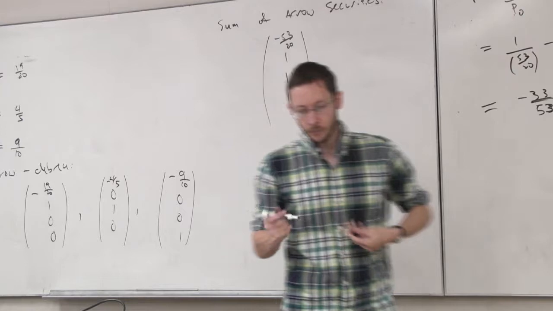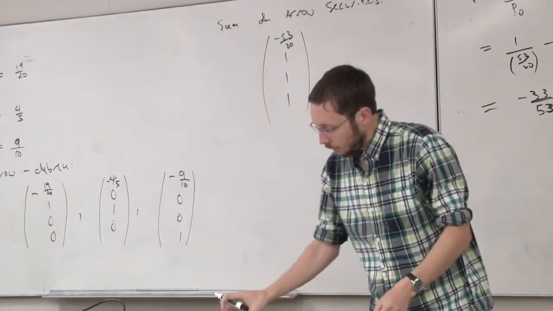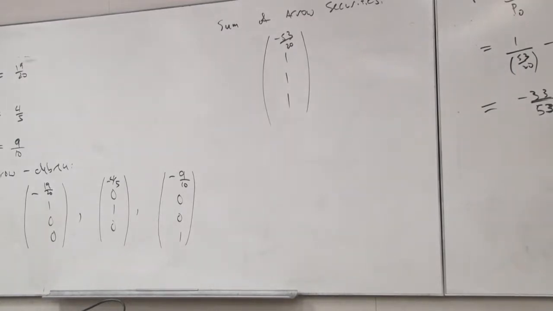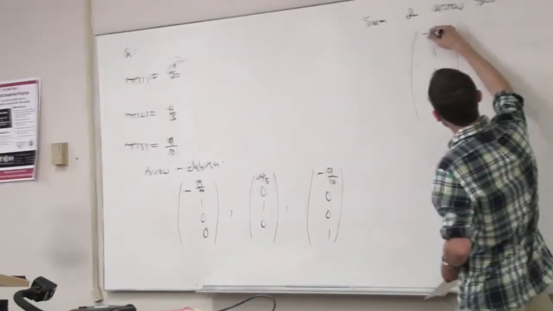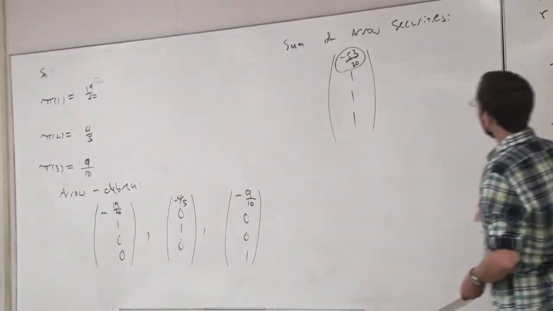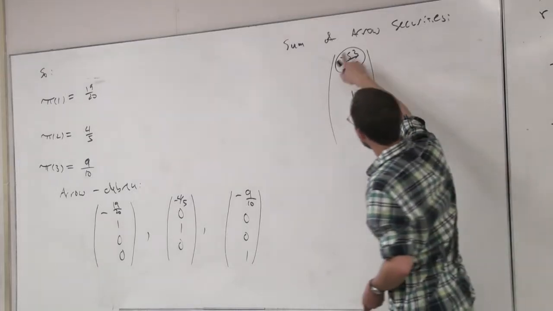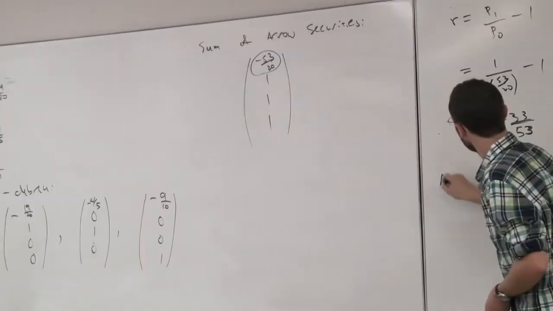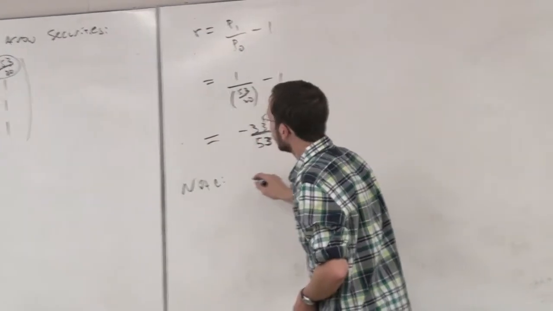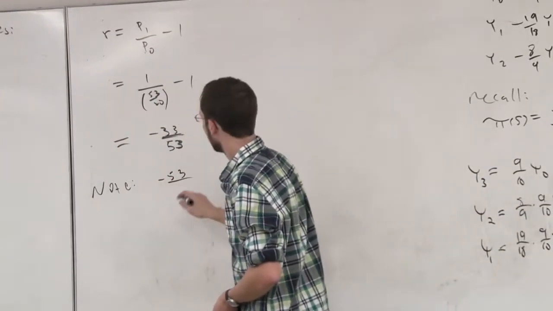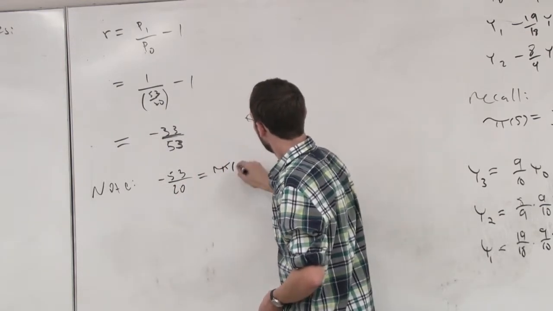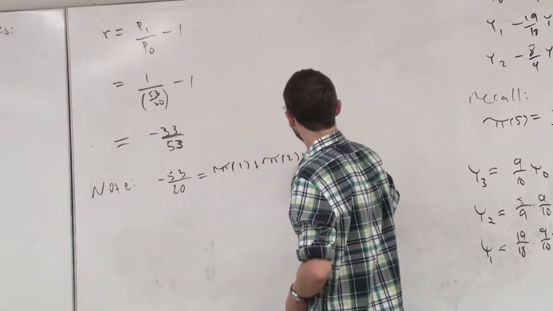So let's go ahead and take note of the structure that this risk-free rate has. You'll notice that in the risk-free asset, this set of Arrow prices added to give us that particular P naught. So that 53 over 20 was equal to pi of 1, pi of 2, and pi of 3.